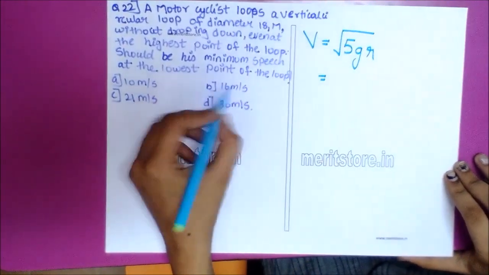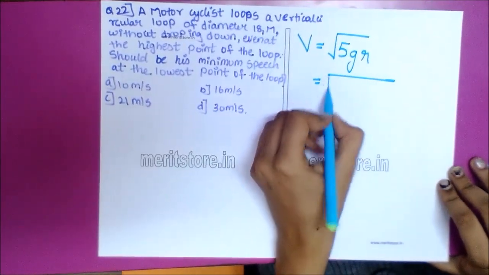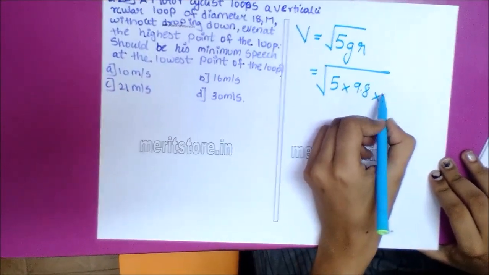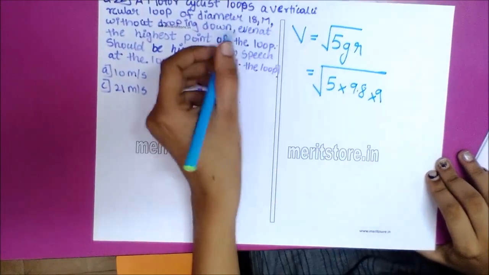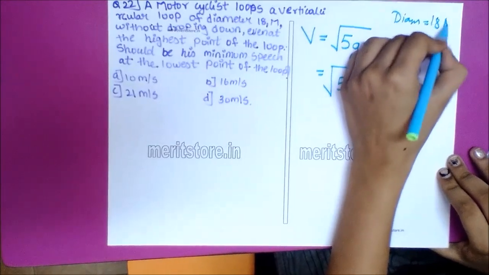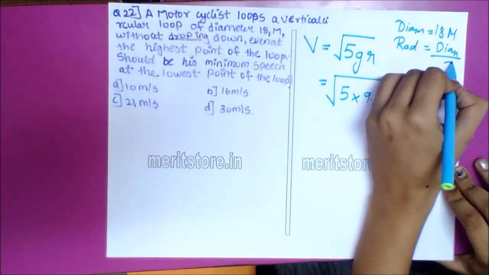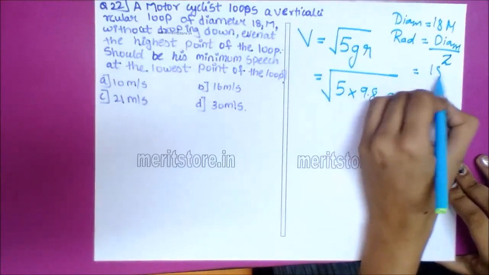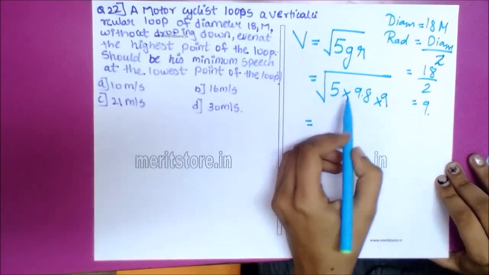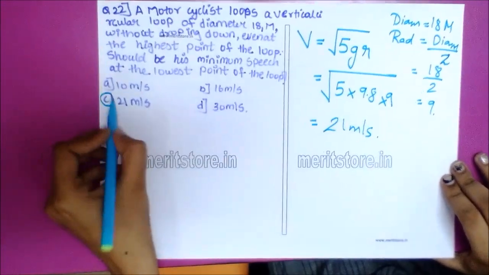Over here we have not been given to take g as 10, therefore we will take the exact value of g without approximating it, as 9.8. So this will be 5 into 9.8 into R. R is 9 because diameter is given as 18 meters. When diameter is 18 meters, the radius will be diameter by 2, which is 18 by 2, that is 9. So this 9 will come over here. So this is root of 5 into 9.8 into 9. This comes out to be 21 meters per second. Option C is the correct option.